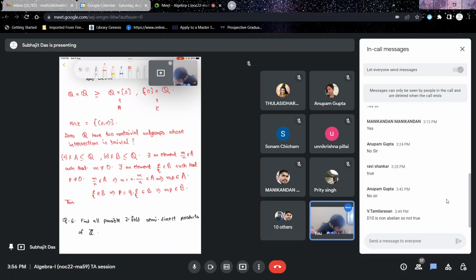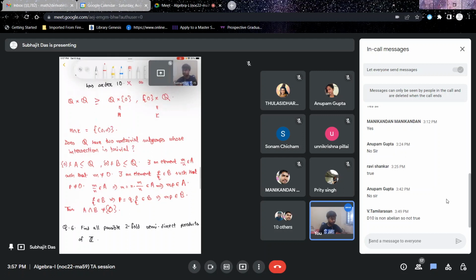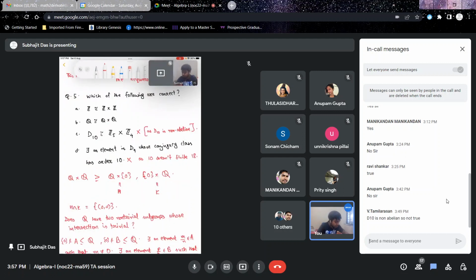Thus, A intersection B is non-trivial, not equal to the zero subgroup or the trivial subgroup. And that's your reason, as simple as that. If they were isomorphic, Q would also have the same property, that there exist two non-trivial subgroups in Q whose intersection is trivial. But clearly you have proved that if A and B are arbitrary non-trivial subgroups, then their intersection can't be trivial. So this is false, and the reason is as given below.